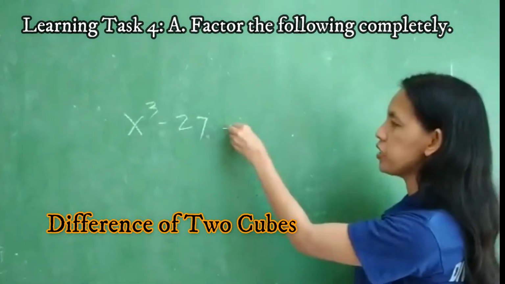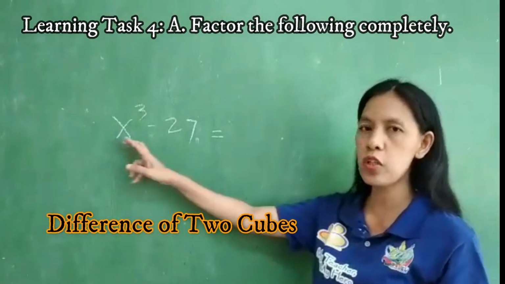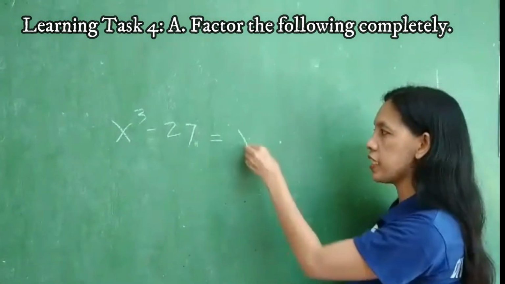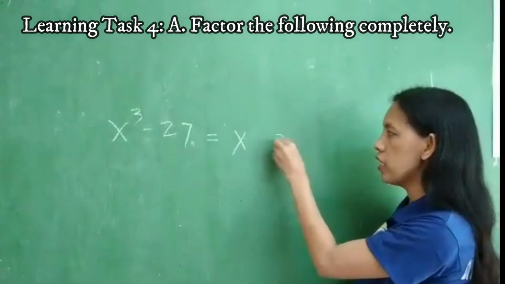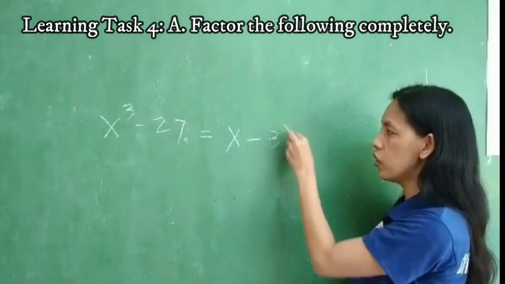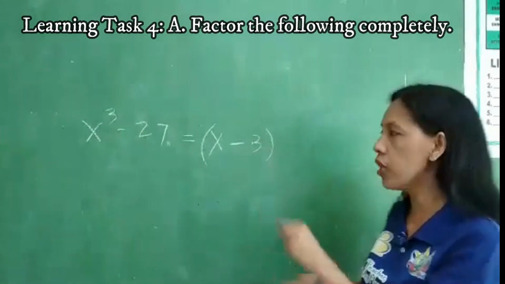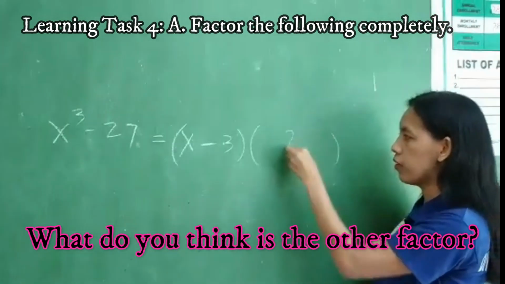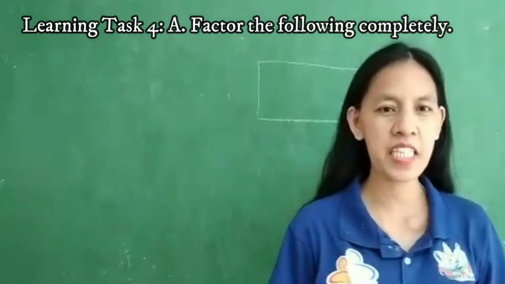For x cubed minus 27, we first get the cube root of the first term, which is x, and then the cube root of 27, which is 3, then copy the sign, negative. So this is the first factor, x minus 3. What will be the second factor? So we're done in learning task number 4.